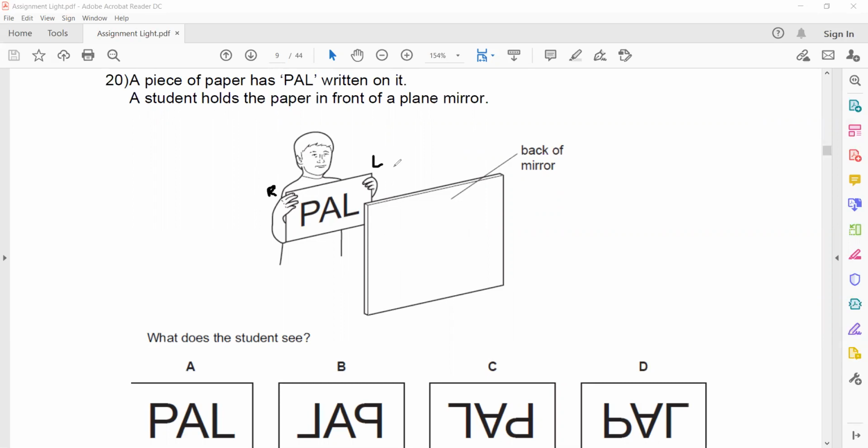Or the simple thing, if you want to answer these types of questions in the exam, what you can do is use your calculator screen as a mirror. Like this word is written PAL, try to look at this on a calculator screen indirectly, and you will get the answer.